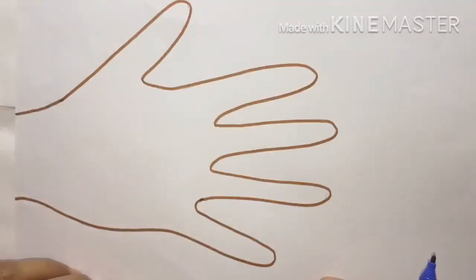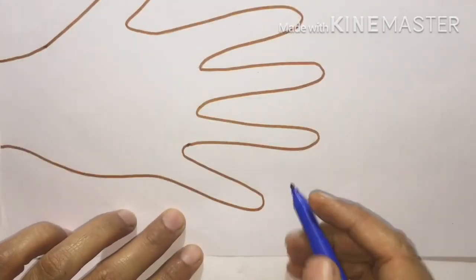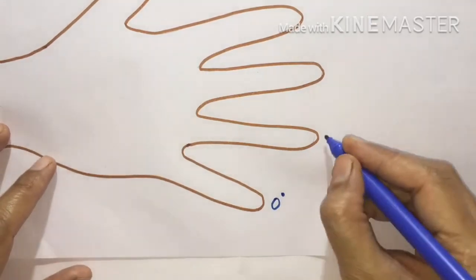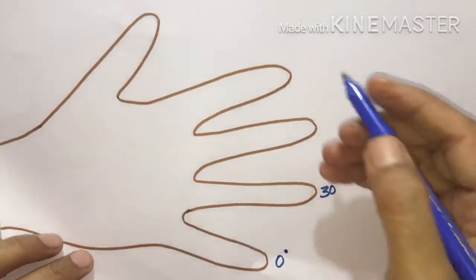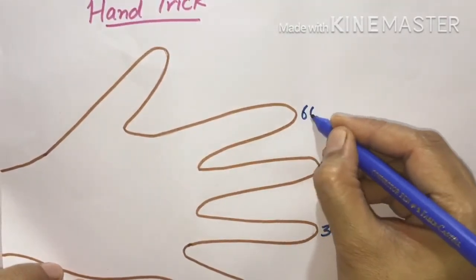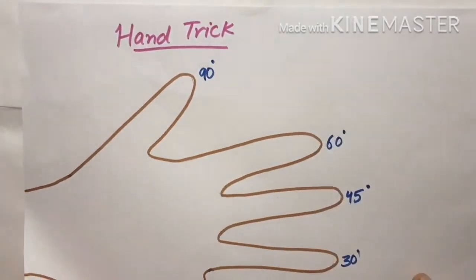So for this trick we will draw a hand here and we will write down the values of angles on the fingers. So this is the little finger. On the little finger we will write down 0 degree. On the ring finger we will write down 30 degree. On the middle finger we will write 45 degree. On the index finger we will write 60 degree, and on the thumb we will write 90 degree.